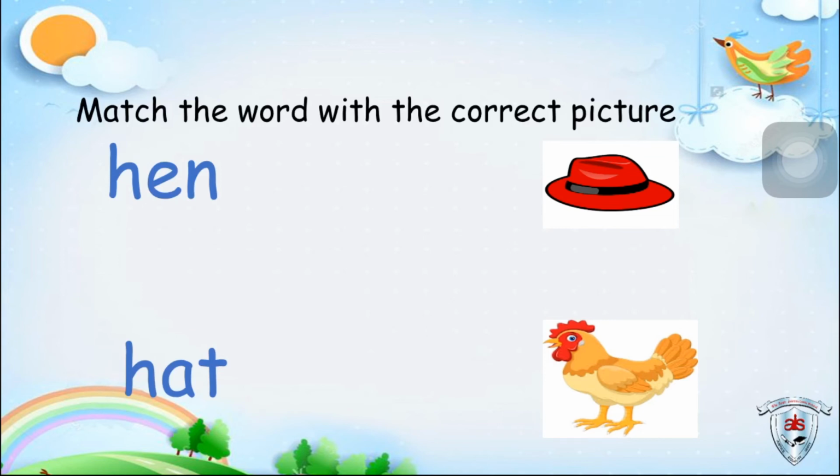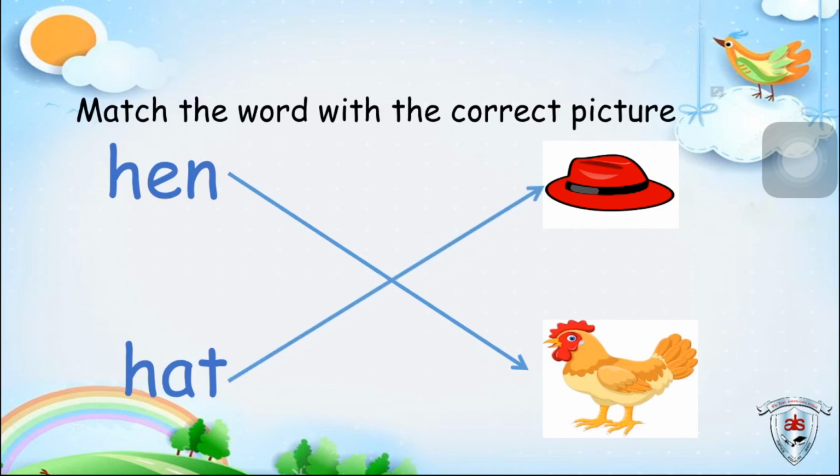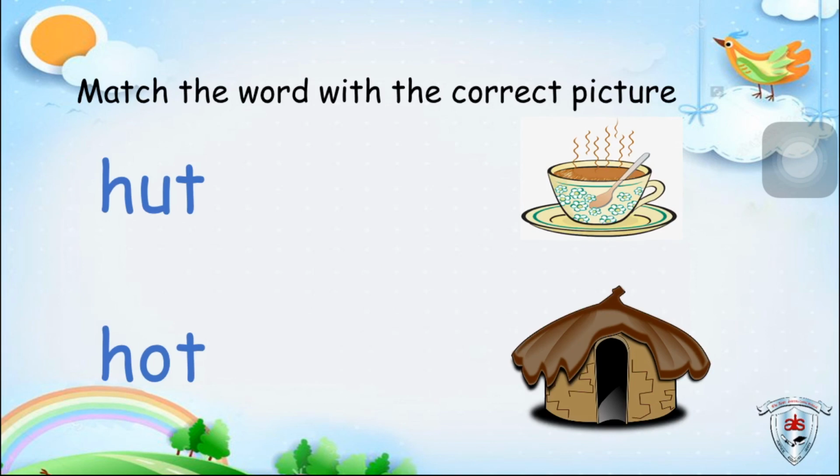H-E-N, hen. Very good. Next. At, hat. Very good. How about the next one? At, hot. Very good. Next. Oat, hot. Well done, kids.